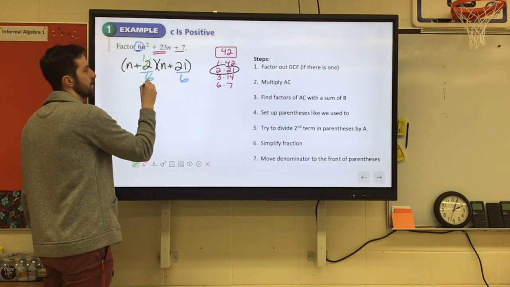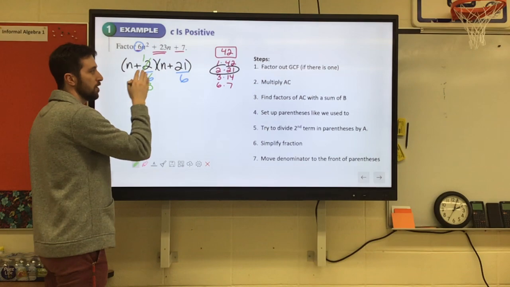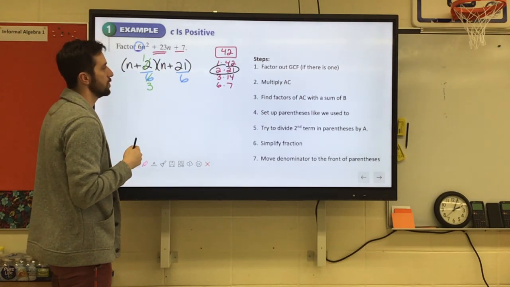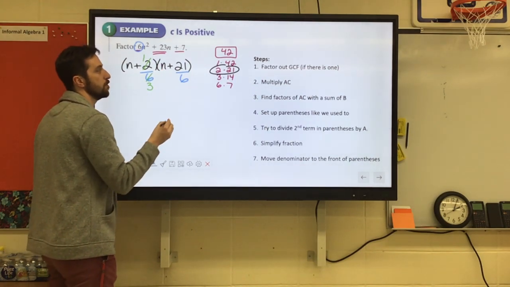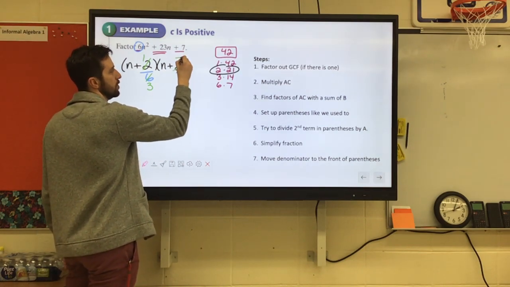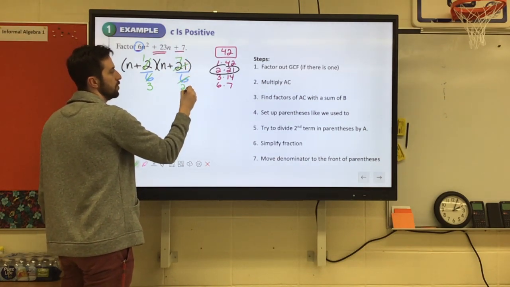2 divided by 2 is 1. 6 divided by 2 is 3. We're going to do the same thing over here with the 21 over 6. I know that 3 goes into both of those. 21 divided by 3 is 7. 6 divided by 3 is 2.